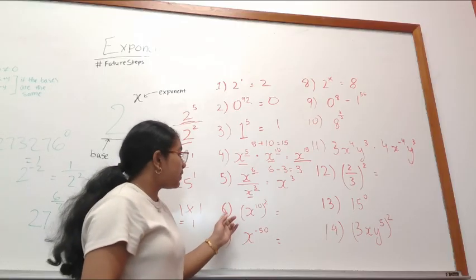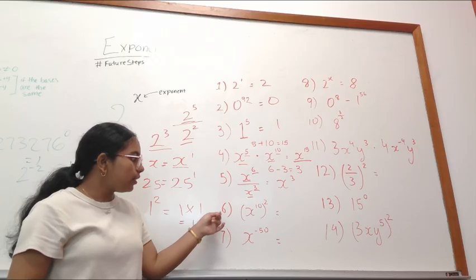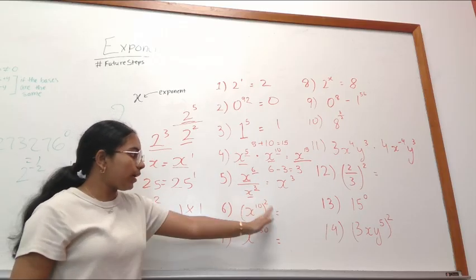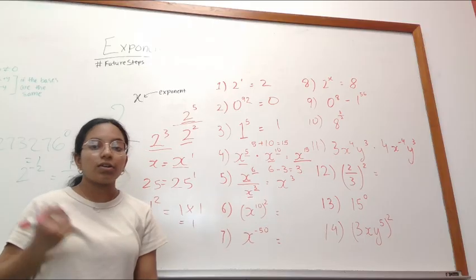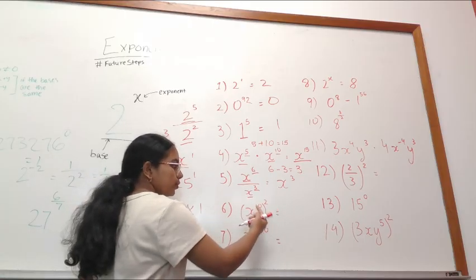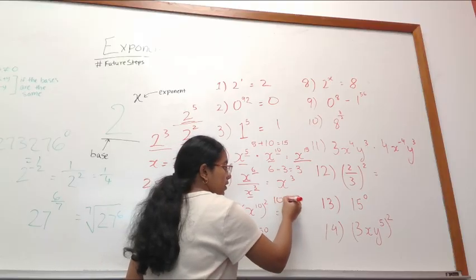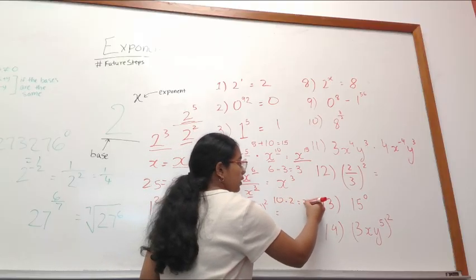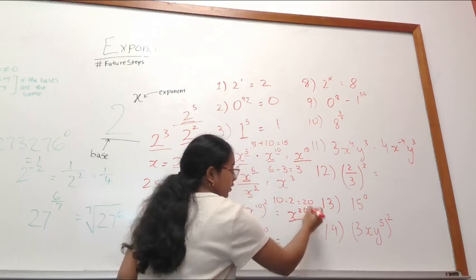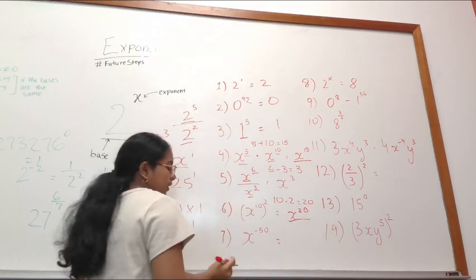Which is 8. And then now we have x to the power of 10, in brackets, and then to the power of 2. According to the rule before, you just multiply both of these numbers. So it's going to be 10 times 2, which is 20. So it's going to be x to the power of 20. That's the answer for that one.